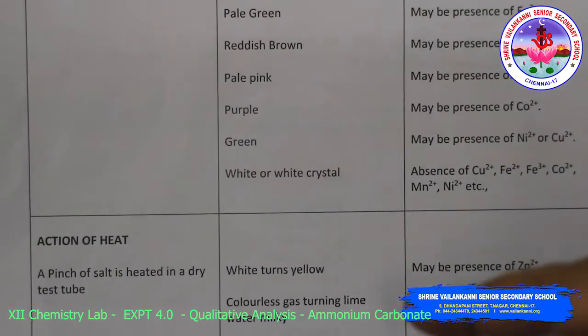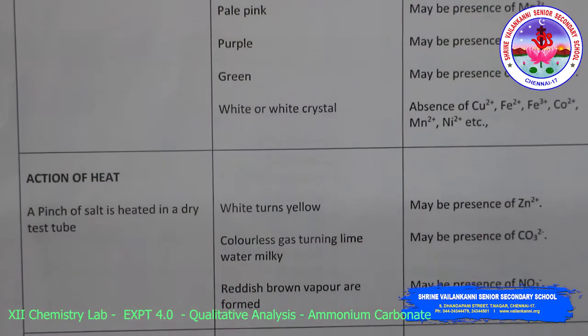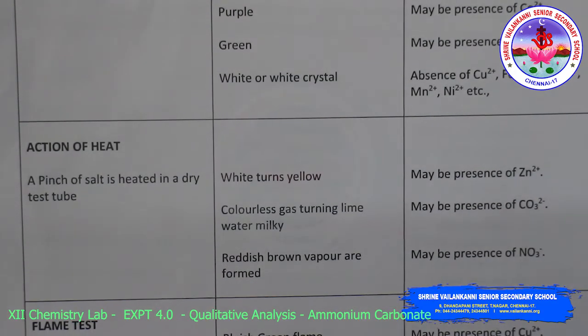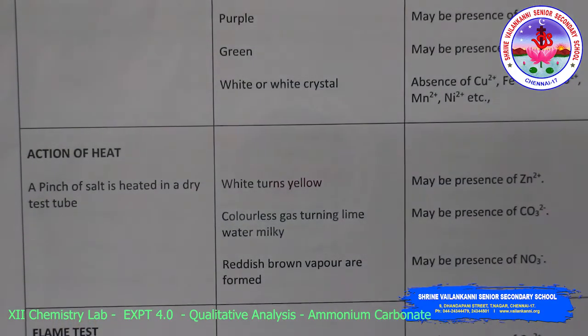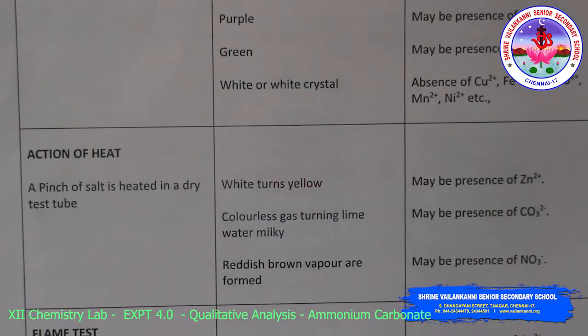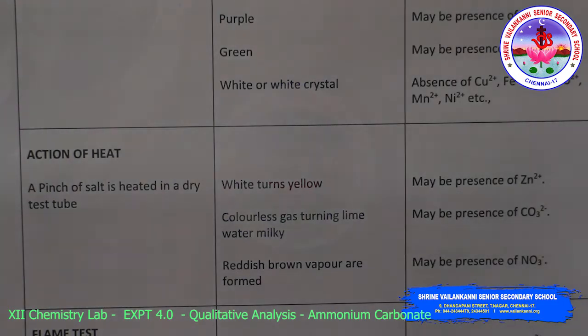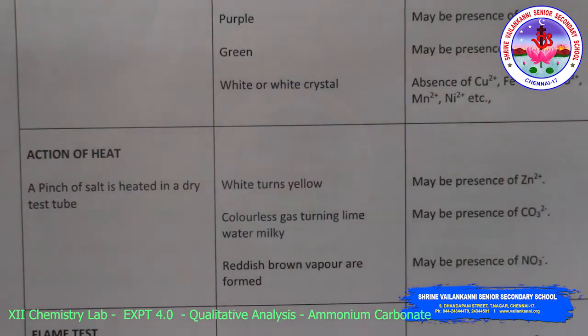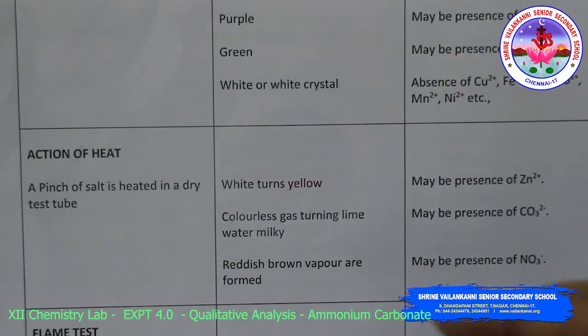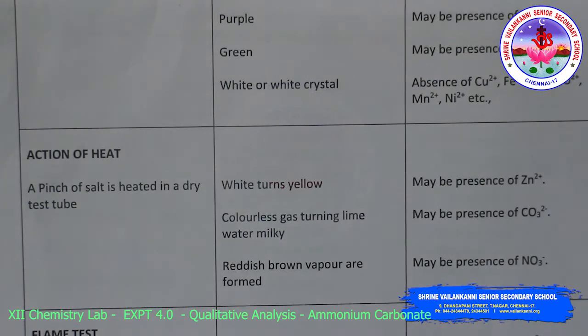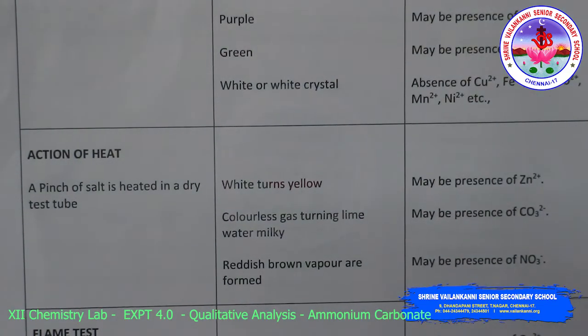Then the action of heat. A pinch of salt is heated in a dry test tube. What does the observation mean? Suppose white turns yellow, there may be presence of Zn2+. Here you have to say maybe, because this is not a confirmation test. Just maybe, that means the salt may be zinc or whatever it is. This is a preliminary test. Then, colorless gas that turns lime water milky means maybe presence of carbonate salt. Reddish brown vapors formed means maybe presence of nitrate.